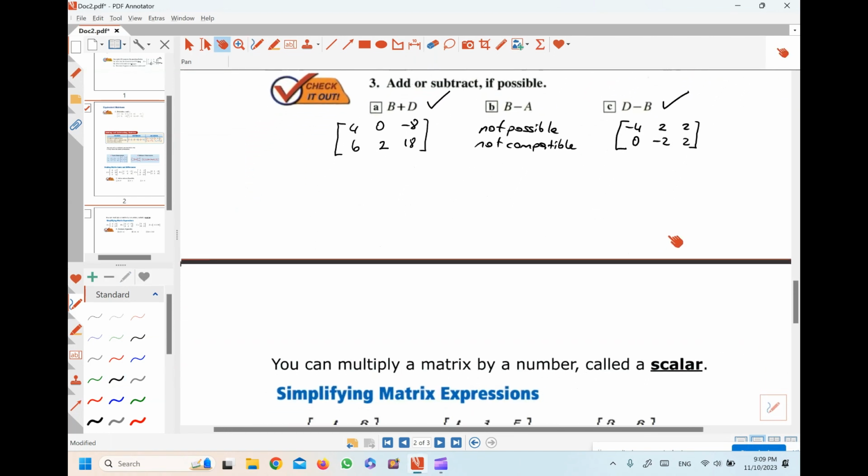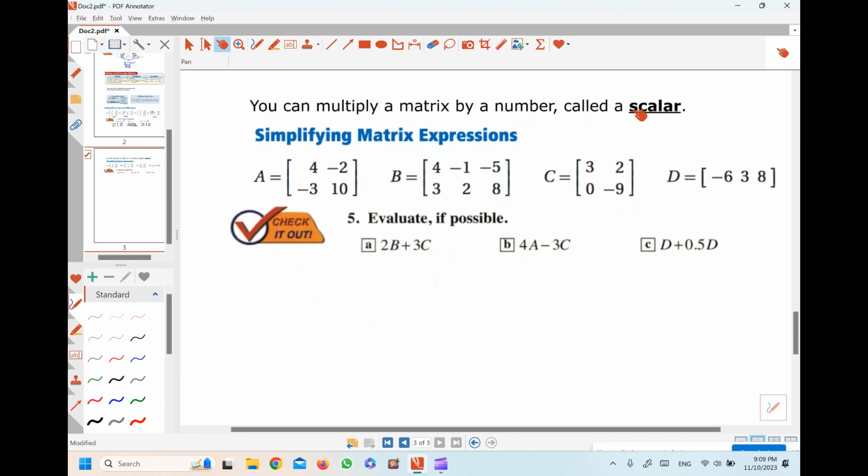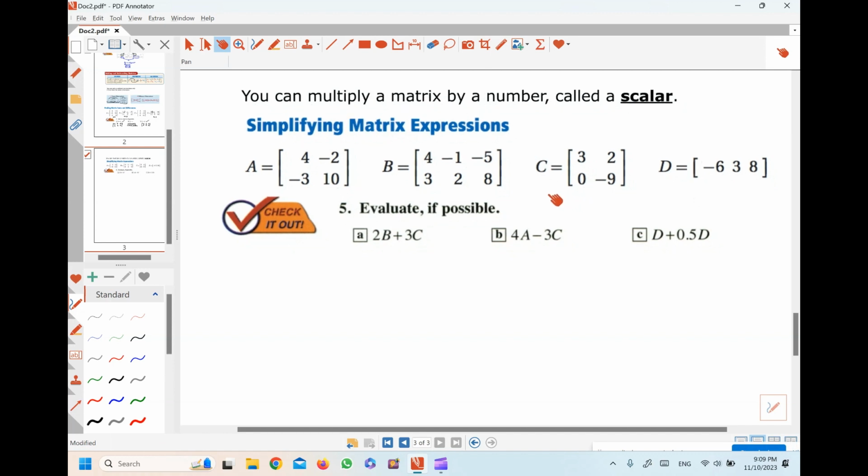So there's one more subtitle in this section, simplifying matrix expressions. We can multiply any matrix by any number. This number is called a scalar, so we can do the scalar multiplication. When we multiply a matrix with any number, we multiply that number by every entry in the matrix. For example, in Check It Out 5, the first one says find 2B plus 3C. Is it possible?